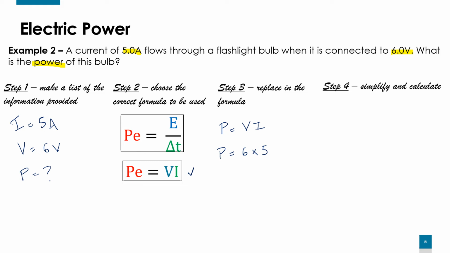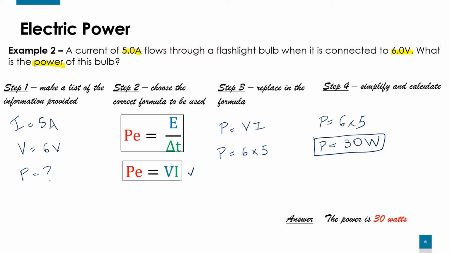And then simplify and calculate. So P is 6 times 5. So P equals 30 watts. What is the power of the bulb? The power is 30 watts. Okay.